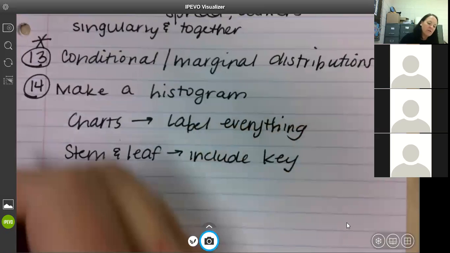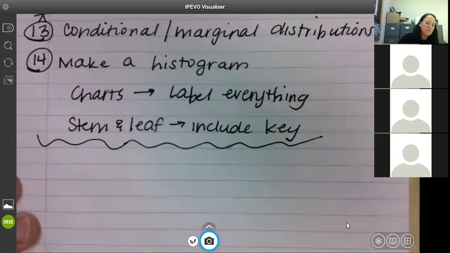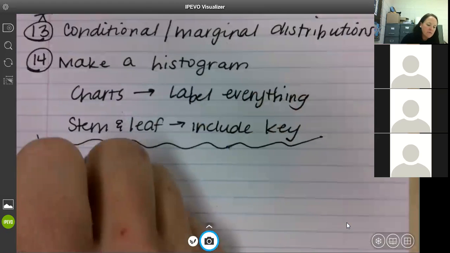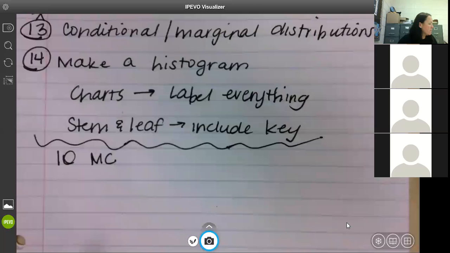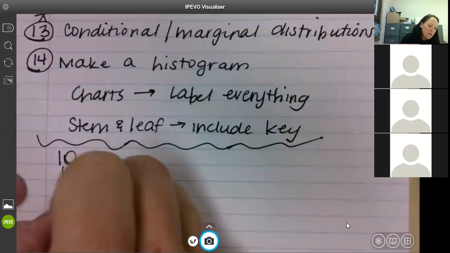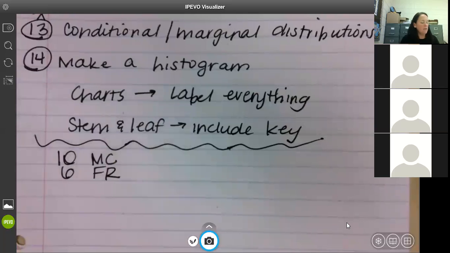And then I just want to give you the breakdown of the test and we'll be done for today. So you have 10 multiple choice. These will be the first ones that you do. You have 6 free response. And sometimes they're easy and sometimes they're not. What I mean by that is sometimes they're like really short answers and sometimes they're a little bit more loaded.